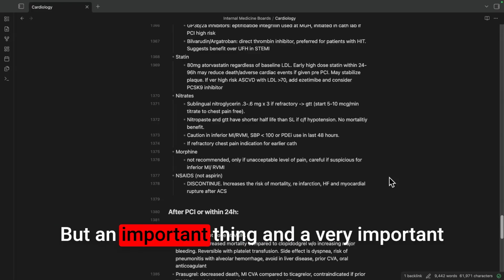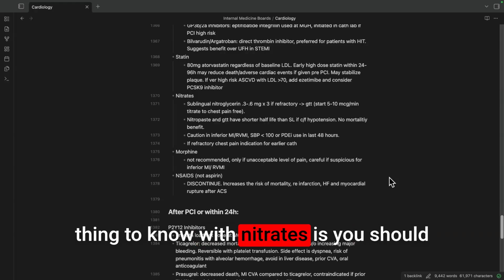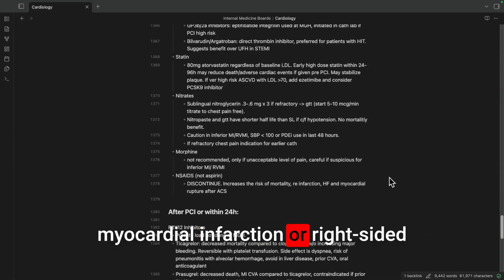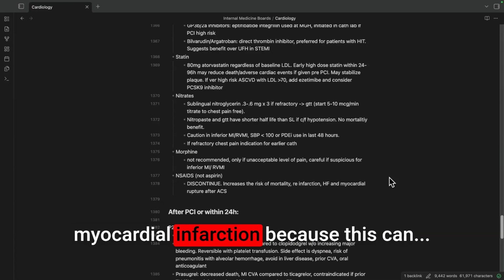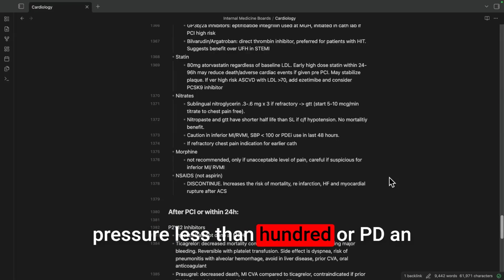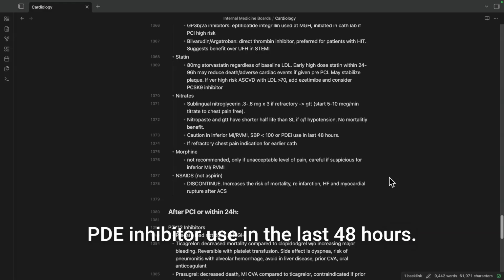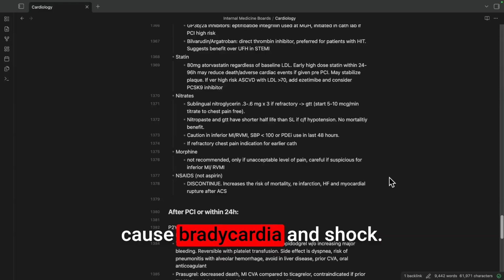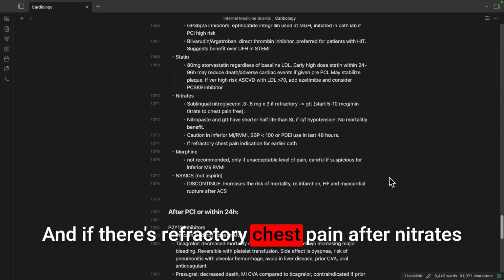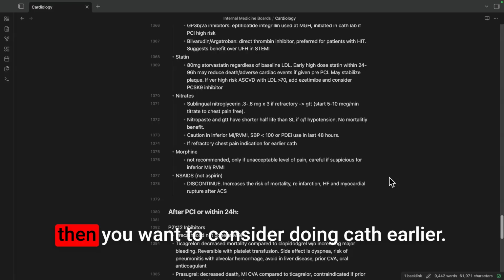But a very important thing to know with nitrates is you should not use them if you're concerned for inferior myocardial infarction or right-sided myocardial infarction, or if they also have systolic blood pressure less than 100 or PDE inhibitor use in the last 48 hours. The reason being is that this can cause bradycardia and shock. And if there's refractory chest pain after nitrates, then you want to consider doing cath earlier.